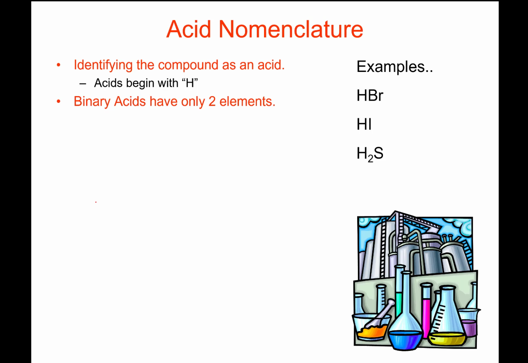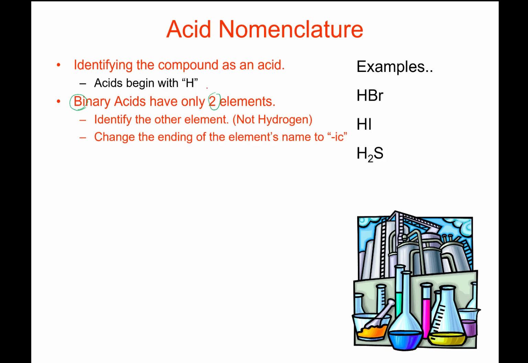Binary acids will have only 2 elements. So binary has 2 elements in the formula. The first element is always hydrogen. Then you have to identify what the second element is, the one that isn't hydrogen. Once you identify the other one, change the ending of that to IC. Then put hydro in front, and add the word acid at the end.